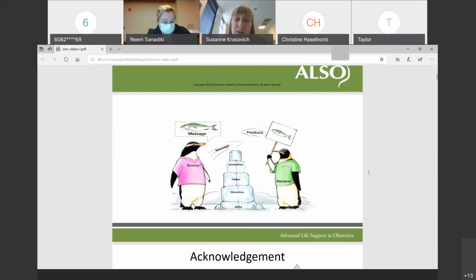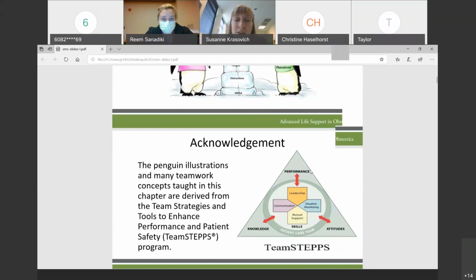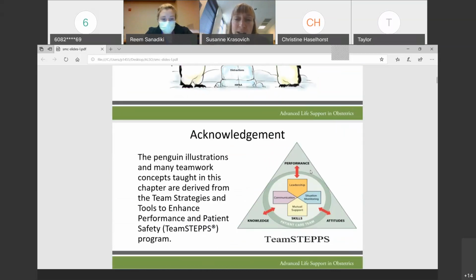So just a brief little introduction. You can see in this picture two penguins trying to communicate, one who's the source of the communication sending a message, and one who's the receiver. And in between those two penguins trying their best to communicate, there's a whole pile of assumptions, distractions, fatigue, things like HIPAA compliance, lots of things that get in the way of trying to hear the message or trying to let someone know that you heard their message. And some of that is what we're going to talk about right now.